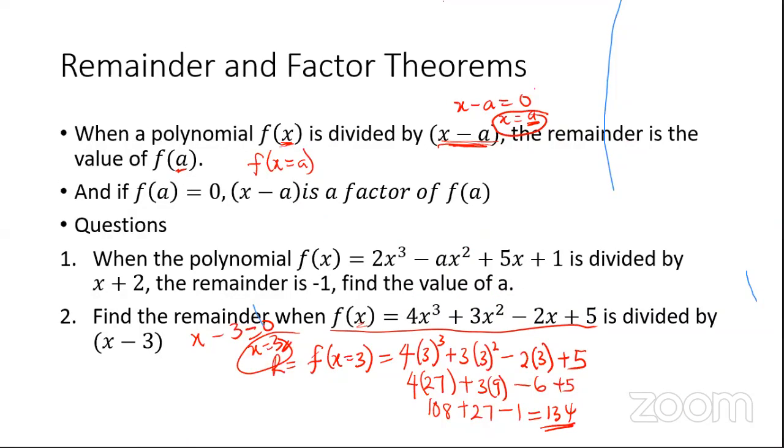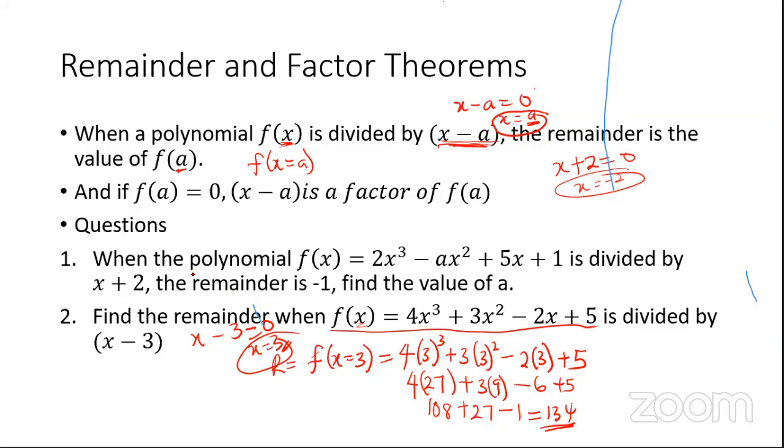But what the factor theorem is saying is that when the remainder is 0, it means x minus a is a factor. If you are dividing by x plus 2, it means you are supposed to say that x plus 2 equals 0. x will be equal to minus 2. Whatever you are going to divide with, you equate that to 0.